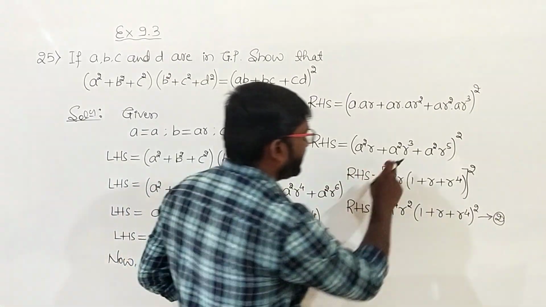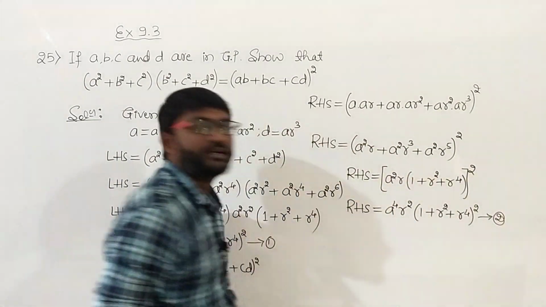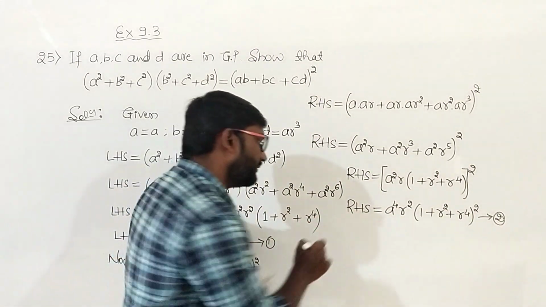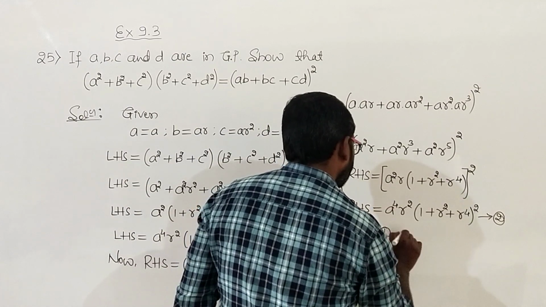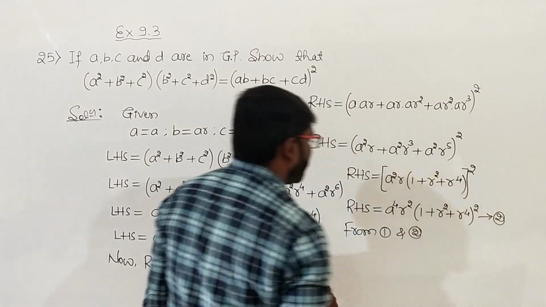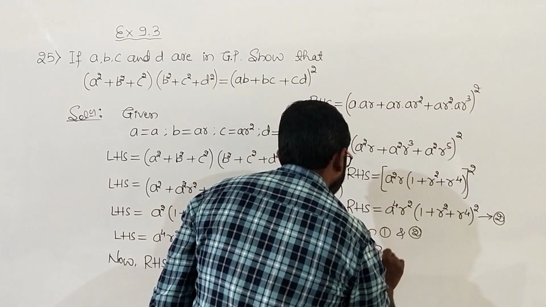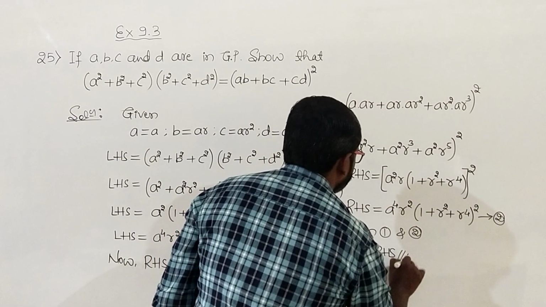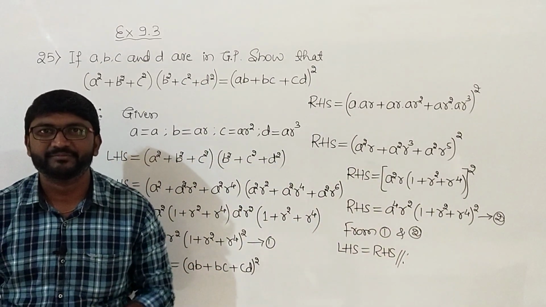So here, if you are taking R common, this has to be R square. And now from 1 and 2, left hand side equals right hand side. Left hand side equals right hand side. This is all about the 25th problem.